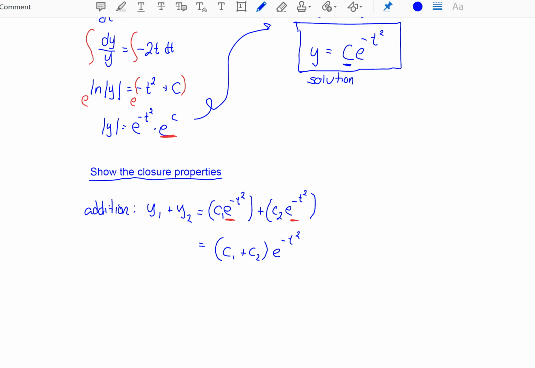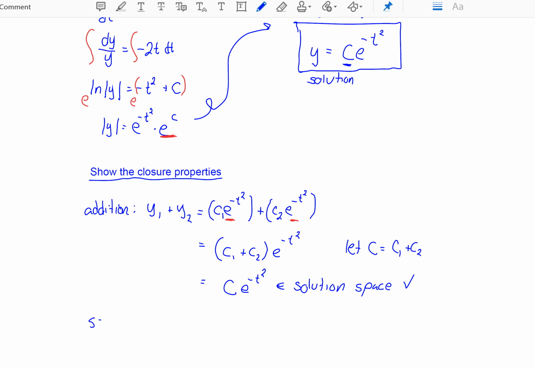But then I would probably say let c equal the sum of these two constants. And so we get c e to the negative t squared, which is still an element of our solution space. It still fits the general form of what our solutions look like. Check.